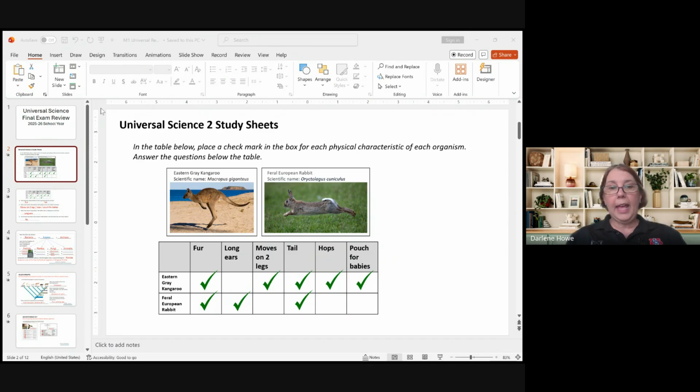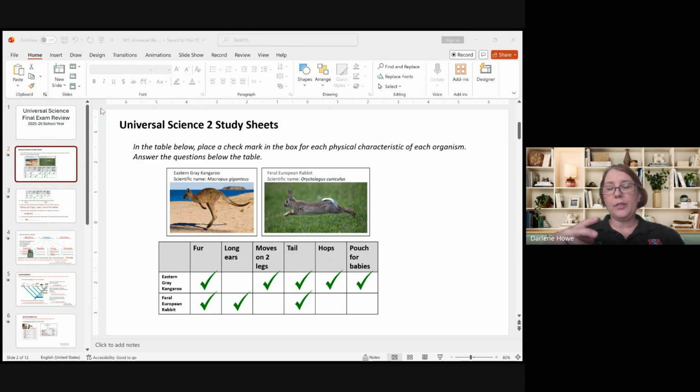Okay. And then a pouch for their babies. Kangaroos have a pouch. Rabbits don't. Kangaroos come from a special class of mammals called marsupials. Marsupials are mainly from Australia. Australia has all kinds of marsupials. Koala bears are also marsupials. Tasmanian devils are marsupials. They have a little pouch for their young as well. Okay, so they're quite unique animals to have a pouch for their young. So kangaroos have a pouch, rabbits don't.